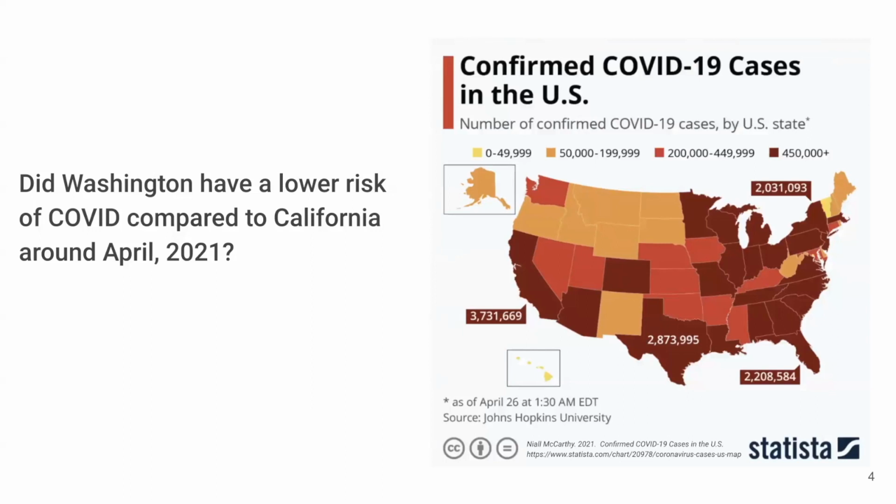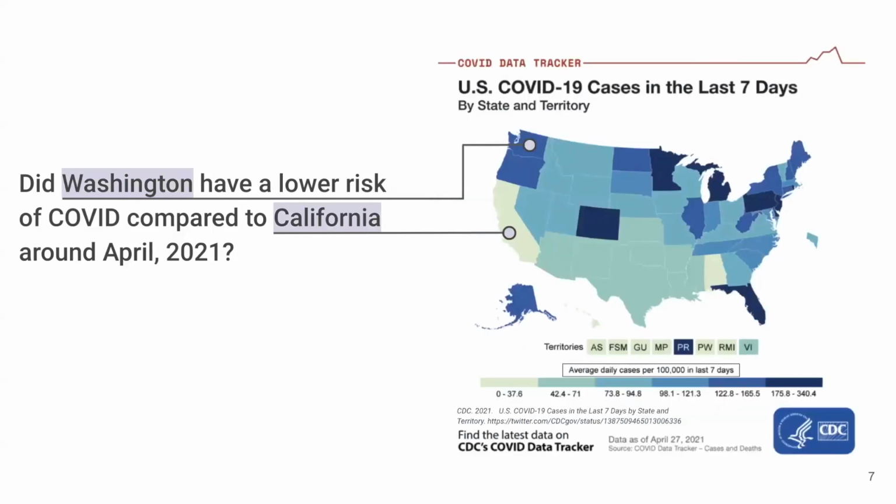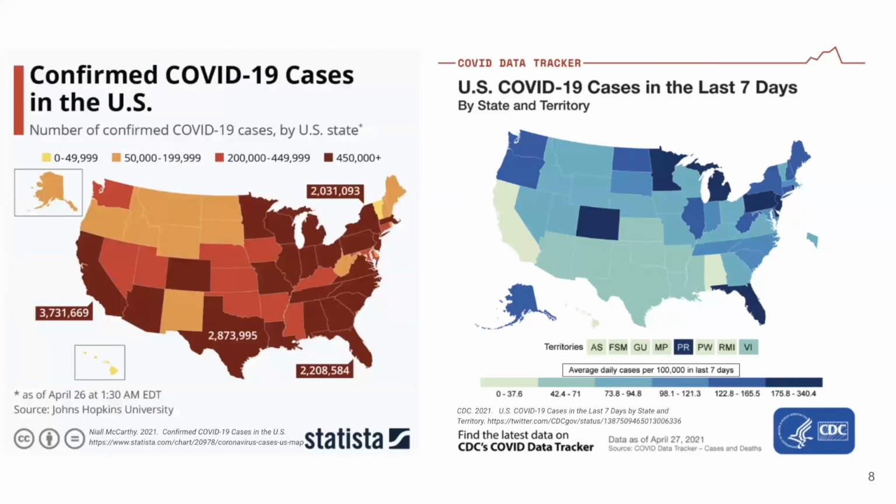If you are working with this map, your answer to this question might be yes, because Washington is in a lighter shade of red than California. But your answer might be no if you were working with this one instead. So is the answer yes, or is it no? The visualization you are working with can directly affect your decisions. So let's take a look at what's different between these two.